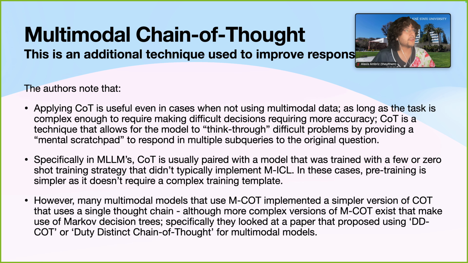In multimodal chain of thought, it is also similar to ICL because it's not applied during training, it's applied after training. So this is also useful for multimodal models because you don't want to have to retrain again just to add some extra task or extra fine-tuning. You can just apply chain of thought and it would improve accuracy in a way. So it's useful even when you're not using a multimodal model. Chain of thought is still useful even when you're just using text.